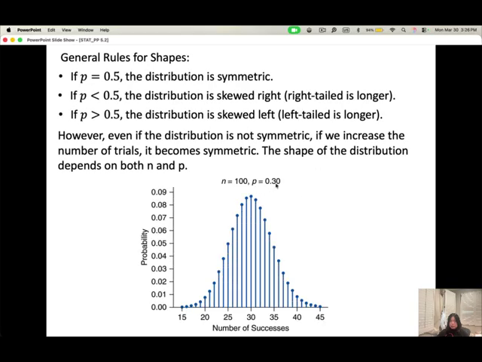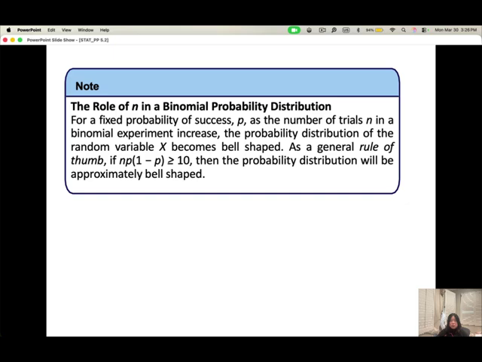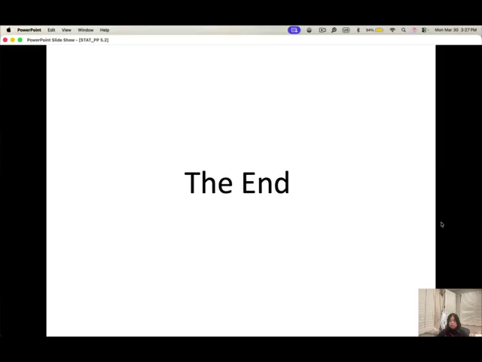Like here, my p is 0.30, and I increase the number of trials from 8 to 100. So you're going to see my distribution become symmetric. For a fixed probability of success p, as the number of trials n in a binomial experiment increases, the probability distribution of the random variable x becomes bell shaped, approximately a normal distribution. As a general rule of thumb, if n times p times 1 minus p, which is the variance, is greater than or equal to 10, then the probability distribution will be approximately bell shaped. That's it.